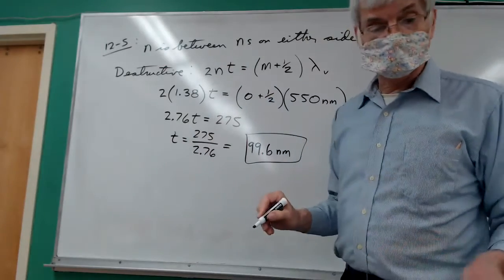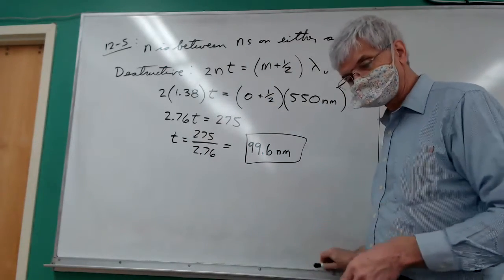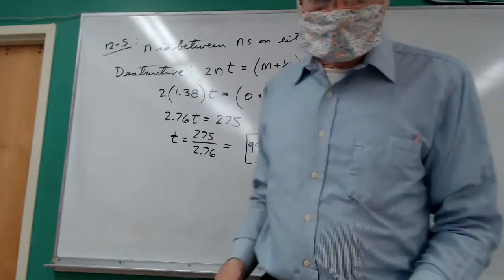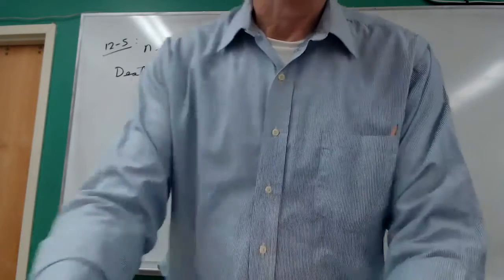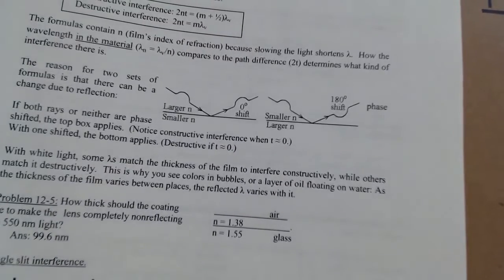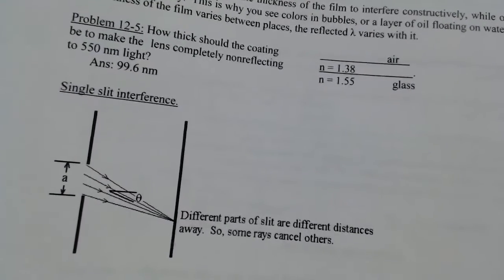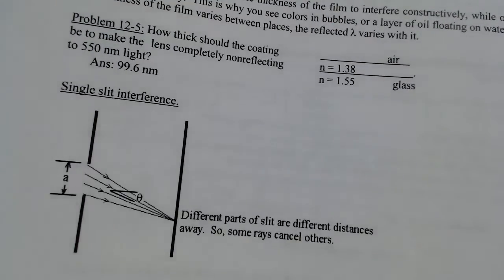For all practical purposes, you might as well call it 100 nanometers. And let's see what the bottom of the page looks like. Single slit interference.